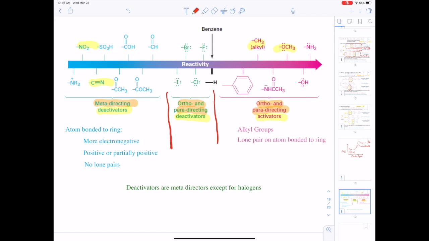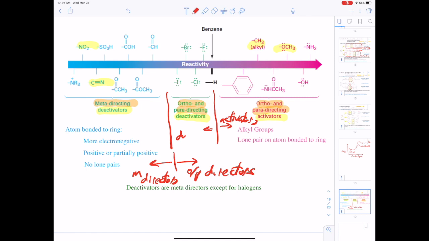So the line dividing OP directors versus meta directors is here, and here we have activators and deactivators. And so all activators are ortho-para directors and all deactivators are meta-directors except for halogens.